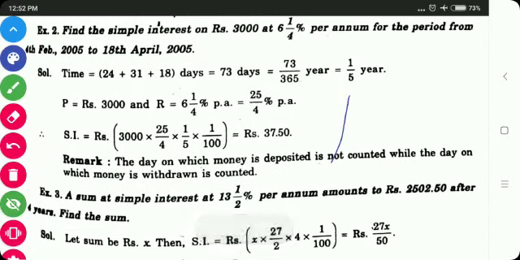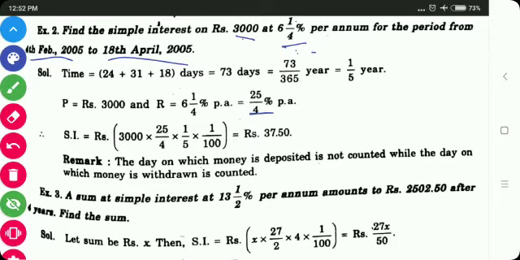Second problem, find the simple interest on rupees 3,000 at 6 and 1/4% per annum for the period from 4th Feb 2005 to 18th April 2005. Okay, so this is the period. So here principal amount is 3,000, rate is 6 and 1/4, meaning 6 fours are 24 plus 1, 25/4%. Now we will calculate time.